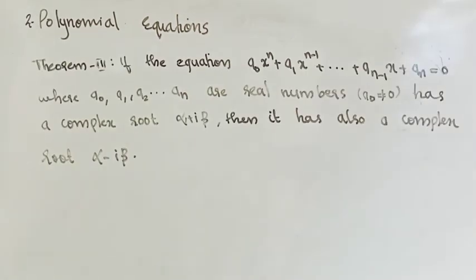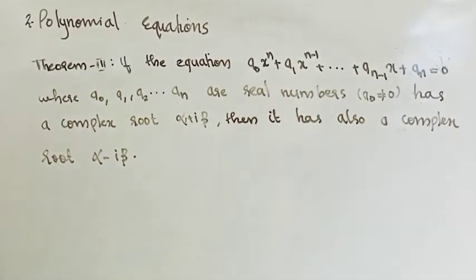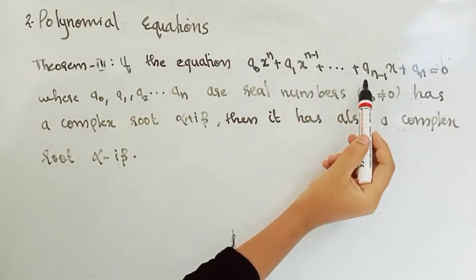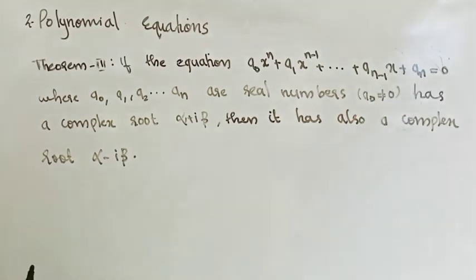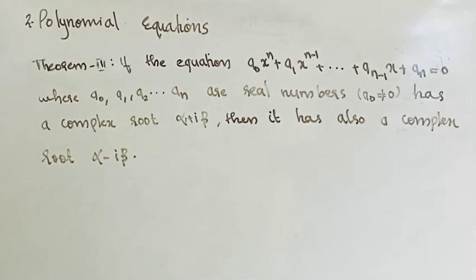Third theorem. If the equation a naught x raised to n plus a1 x raised to n minus 1 plus etc. plus an minus 1 x plus an equal to 0, where a naught, a1, a2 etc. an are real numbers, has a complex root alpha plus i beta, then it also has a complex root alpha minus i beta. This is the theorem.